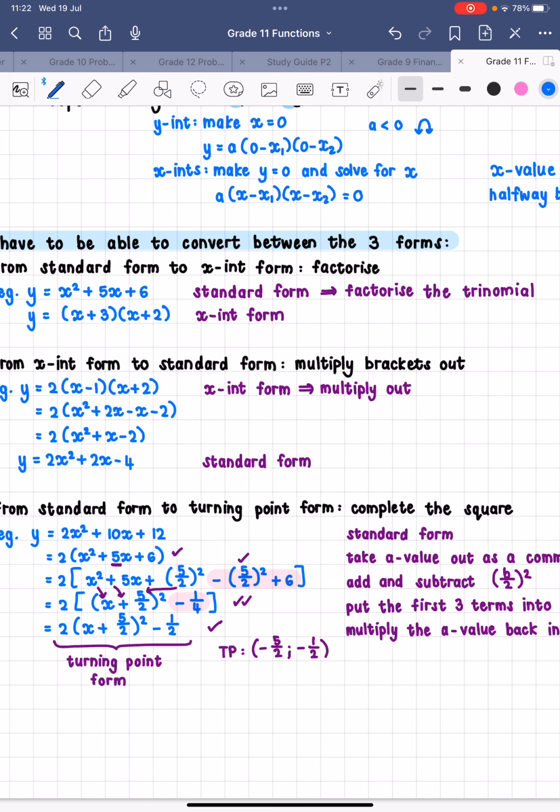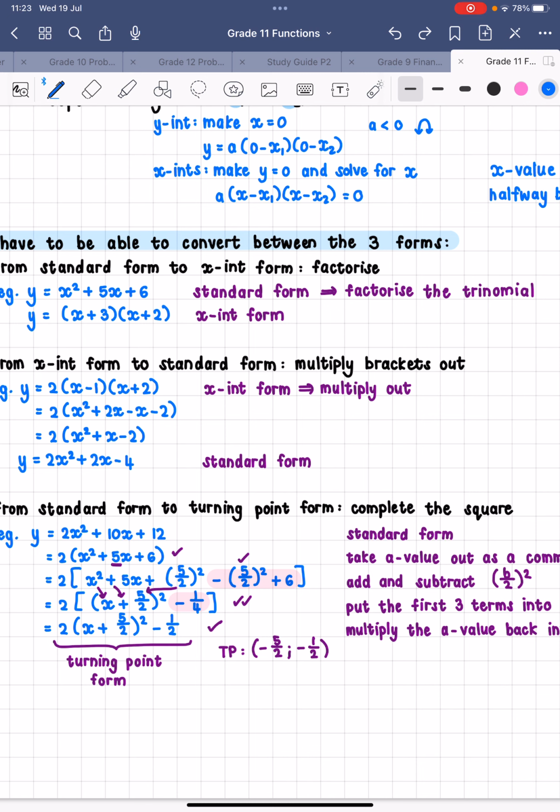But we are creating a perfect square trinomial, essentially, by adding that 5 over 2 squared. And then we need to subtract it as well. So what I've done here is I'm showing the plus 5 over 2 squared and then the minus 5 over 2 squared. And remember, we still had that 6, which was there originally. We need to write that again. From the next step, your first 3 terms here in your square bracket now.